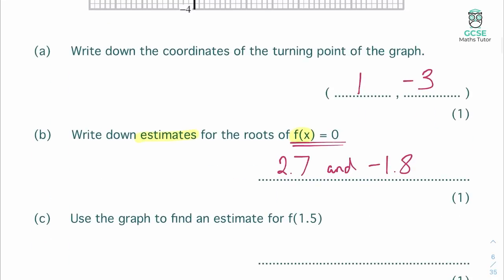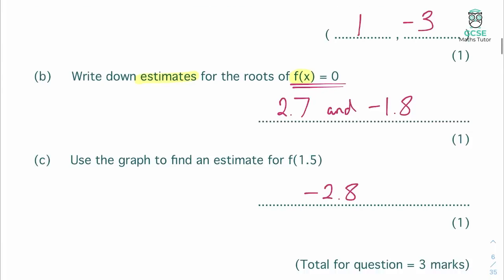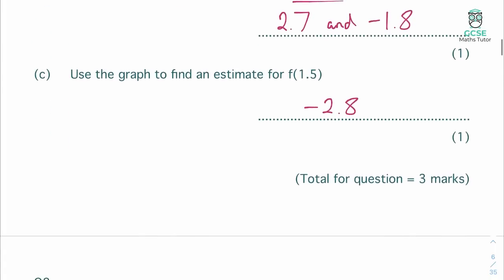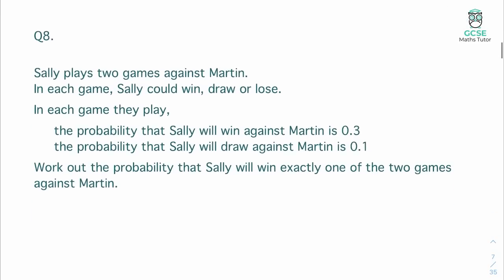So that's minus 2.8, and that's the value of y when we have f of 1.5. So there's lots of things there: roots and turning points of quadratics, and also that little bit of function work as well. Okay, so question 8.